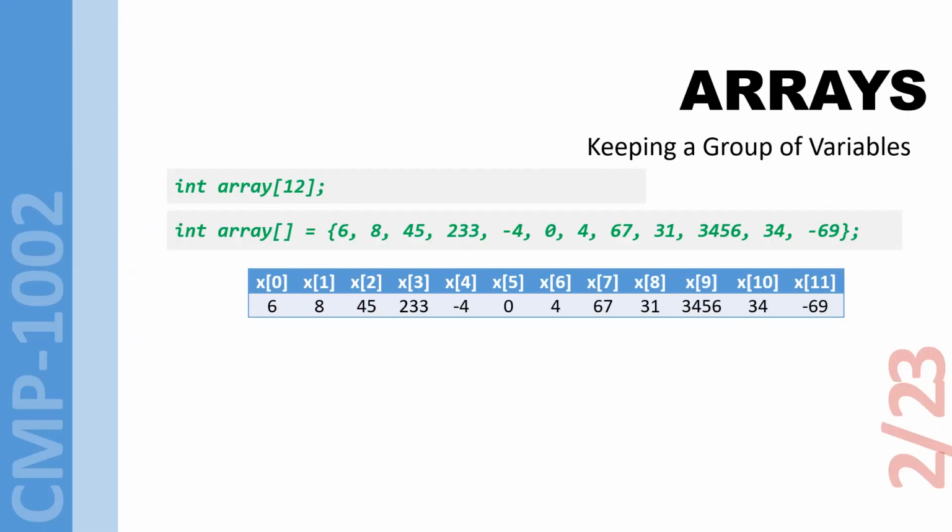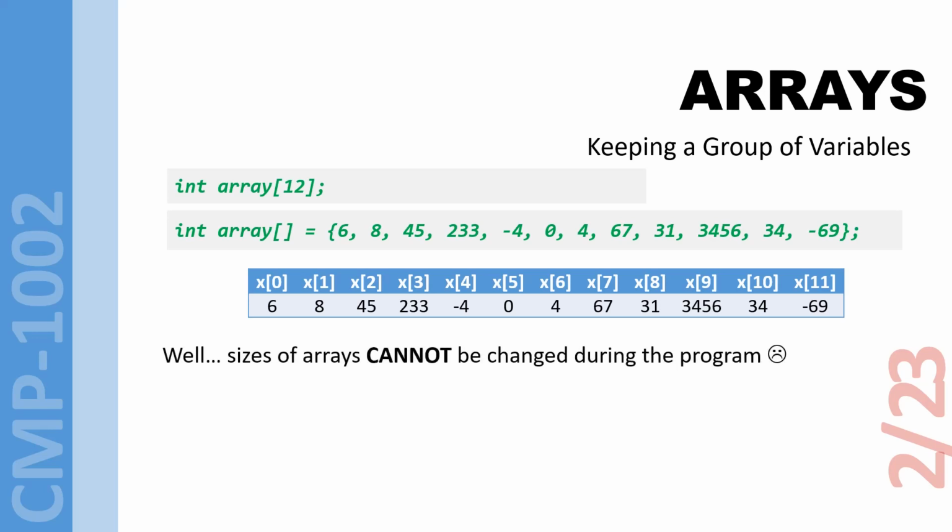In order to keep a group of variables in an organized, structured way, one of the key things that we have been using is the basic array. This is how we declare an array using square brackets, and you can initialize it either by giving a fixed size, or just within curly brackets, and then the size will be determined by the number of items inside. One of the key limitations of the classical array is that you cannot change the size of the array during the program. You cannot increase it, you cannot decrease it.